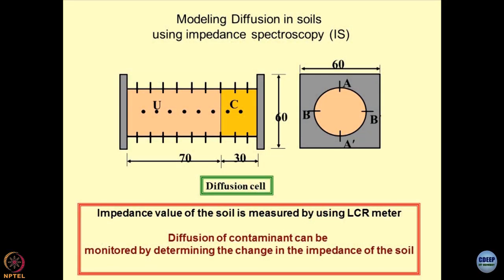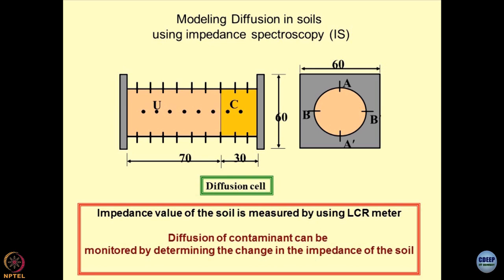Again, we took a tube, and one third of this tube was filled up with soil which was mixed with some contaminant. This is a glass tube, or it could be a Perspex tube, in which one third of the portion has been filled up with the soil which is spiked with contaminants, and the remaining two thirds is the uncontaminated soil. You just keep this system over a period of time on a horizontal platform, and what you will observe is that the contaminant species from C will migrate into U. I wanted to see how this pattern of contaminant migration would be.